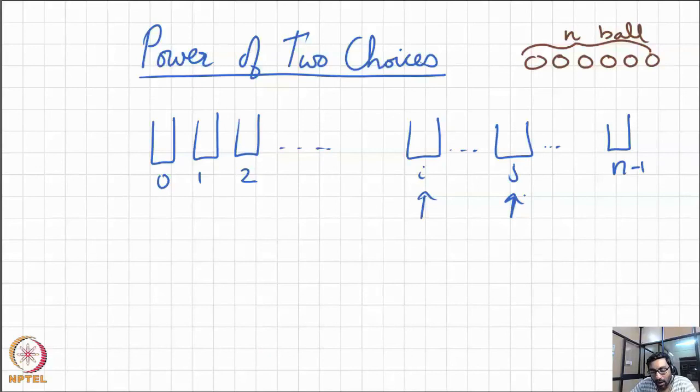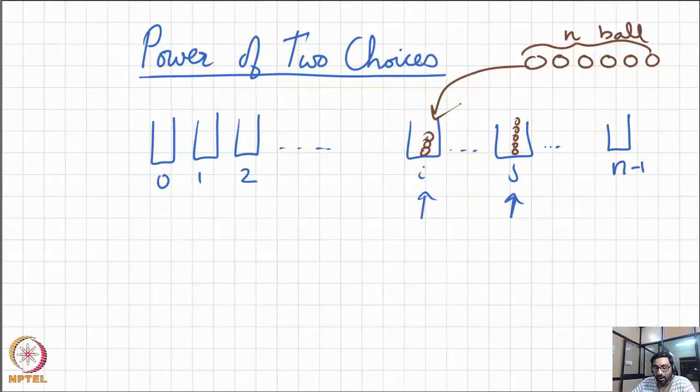And then we check the number of balls that are already present in i and j, because this process has been happening. Several balls have already been placed. So now we check to see the load on bins i and j. And we find out that one of the bins has fewer balls, and so we place our ball into the bin that has fewer balls. And this is simply the power of 2 choices. For each ball, we simply probe 2 bins, and out of those 2 bins, we find the bin that has the fewer number of balls and place the current ball into that bin.